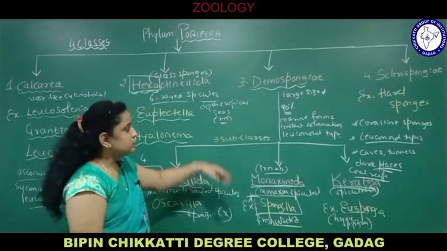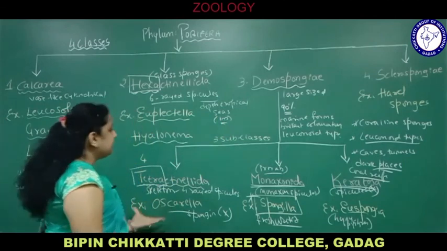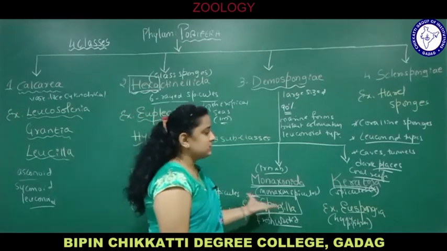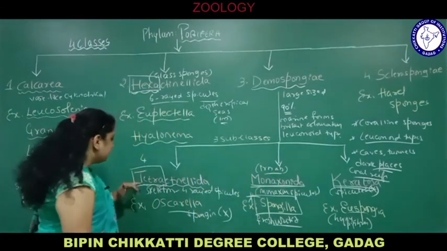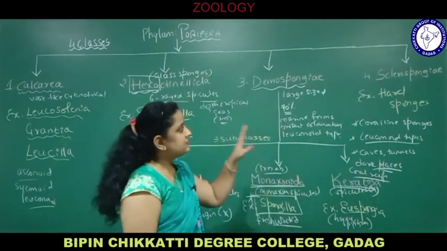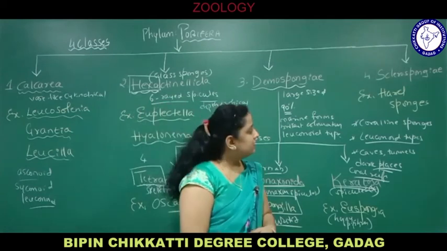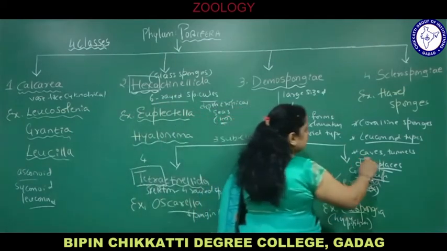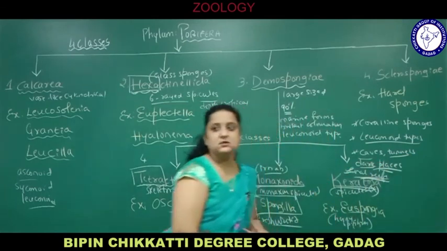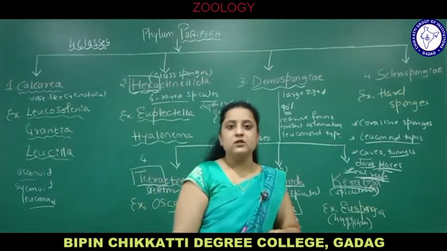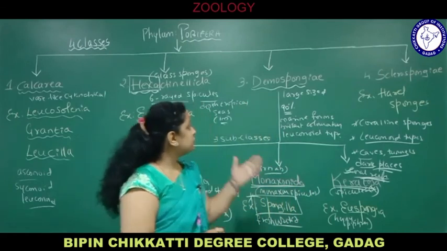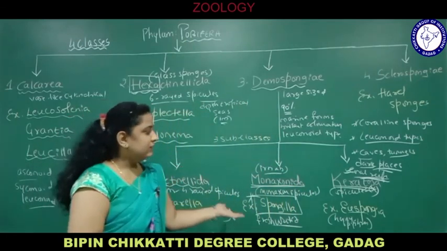Third class, Demospongiae, is further divided into 3 subclasses. Why are there 3 subclasses here? Because 90% of the sponges belong to Demospongiae. So Tetractinellida, Monaxonida and Keratosa with examples. And the fourth class is Sclerospongiae. Example, hard sponges, and they are found in caves, tunnels or dark places. Example, coral reefs and hard sponges. So this is about the phylum Porifera. What we have discussed today is the general characters of phylum Porifera and the classification of phylum Porifera up to classes with examples.